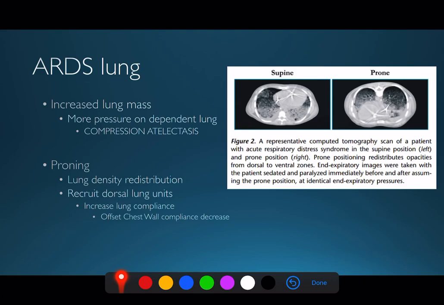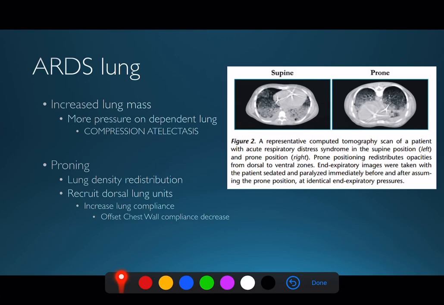So that's part of it. Because of that increased mass, you're going to get more atelectasis, and therefore by turning the patient, you relieve a lot of that. And also, by changing the lung density distribution, you're going to get more aeration of the dorsal lung units, the bottom bits. And you're going to improve chest compliance and therefore improve the driving pressure that you need to expand the lungs. So all of the things that we talked about with normal lung are just that much more exaggerated in terms of the improvements when we think about ARDS lung, which is why it works so well for patients with ARDS.